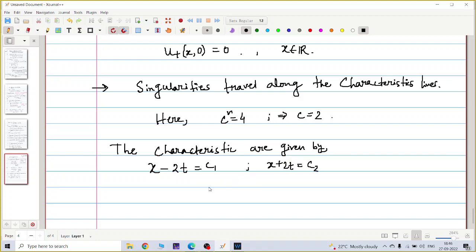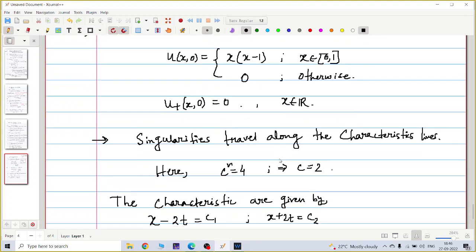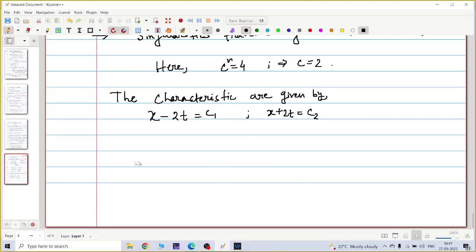c2. Now let me show you the question again, that u is initially given on 0 to 1. If x lies between 0 and 1, that means u passes through x equal to 0 and x equal to 1, these 2 points also. So let me find the characteristics passing through x equal to 0 and x equal to 1 also.